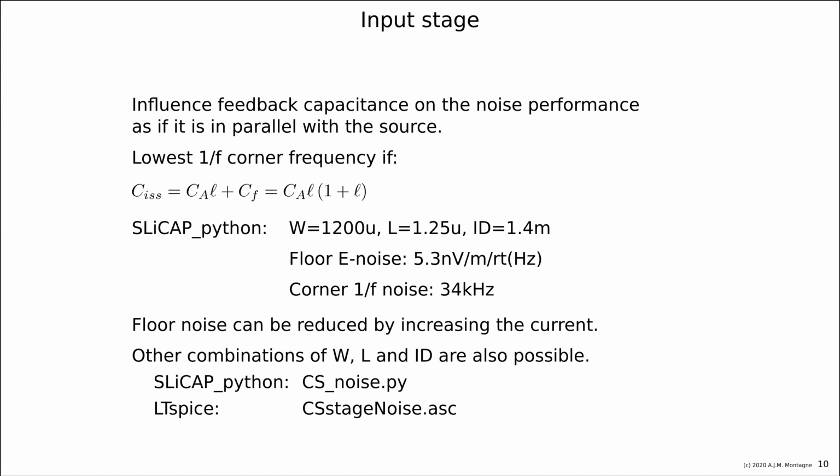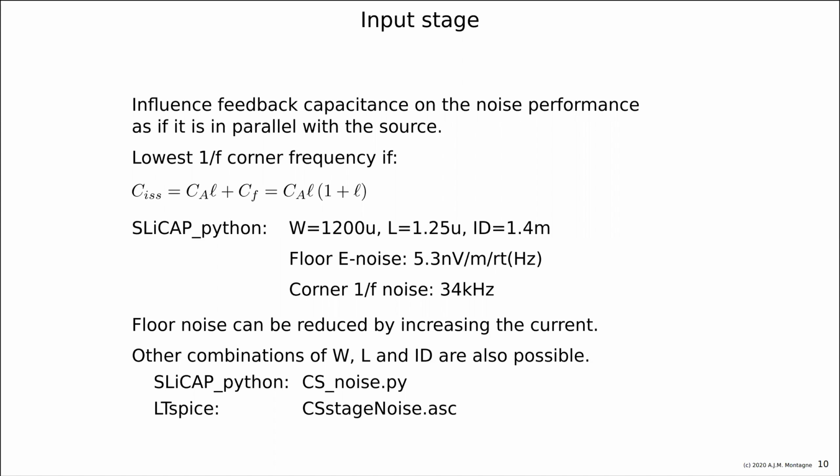I think we did this already, but now it's completely with all the influence of the impedance in parallel with the signal path. And with a width of 1.2 millimeter, length of 1.25 micrometer and drain current of 1.4 milliamp, you will achieve a noise floor equivalent at the input of the antenna in E field of 5.3 nanovolt per meter per root hertz, which is a little bit more than required, but you can just increase the current to tune it, because this algorithm is not really iterative, it's just a feed forward calculation.